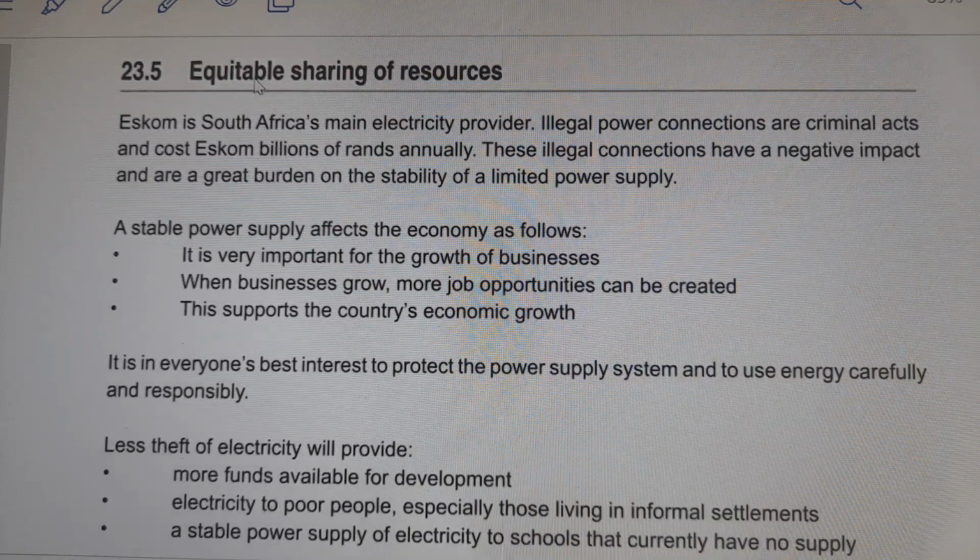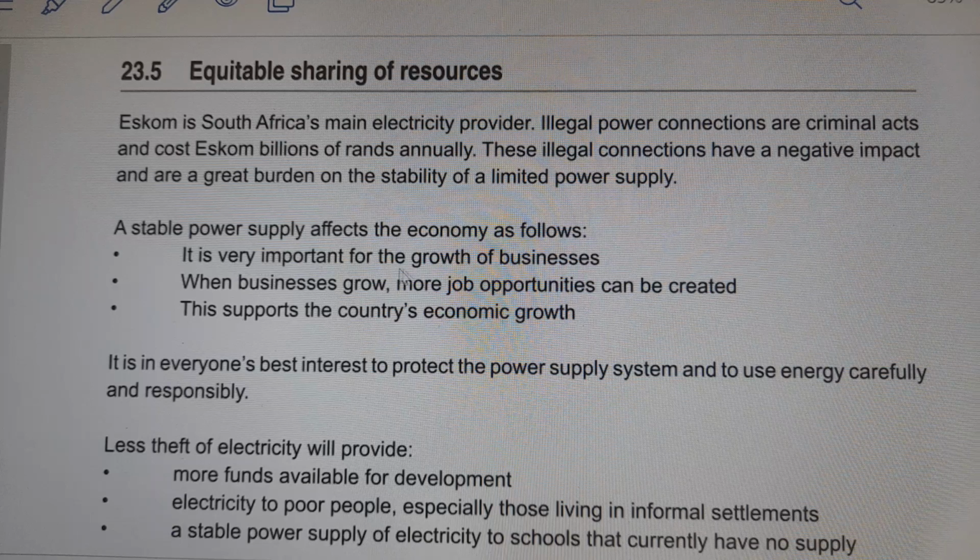Then let's look at equitable sharing of resources. They say here Eskom is South Africa's main electricity provider. Illegal power connections are criminal acts and cost Eskom billions of rands annually. These illegal connections have a negative impact and a great burden on the stability of a limited power supply. That is the cause of load shedding. A stable power supply affects the economy as follows. You need to know this.